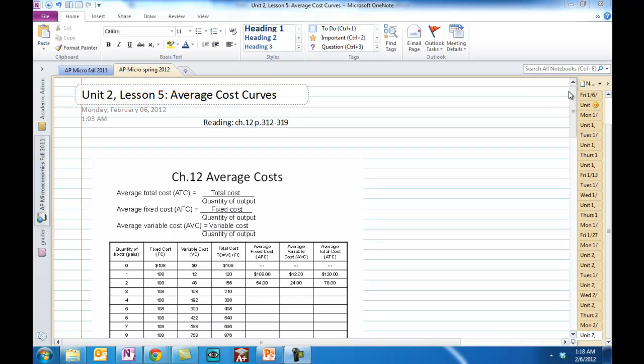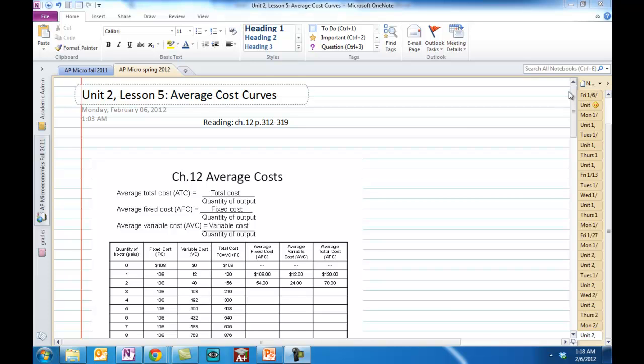Welcome to Unit 2, Lesson 5. Topic is average cost curves. Last lesson we were introduced to the marginal cost curve, which is an important concept for a firm. And these graphs of the average cost for firms are going to be pretty useful too once we start to analyze firm behavior. So that's what we're going to be looking at today.